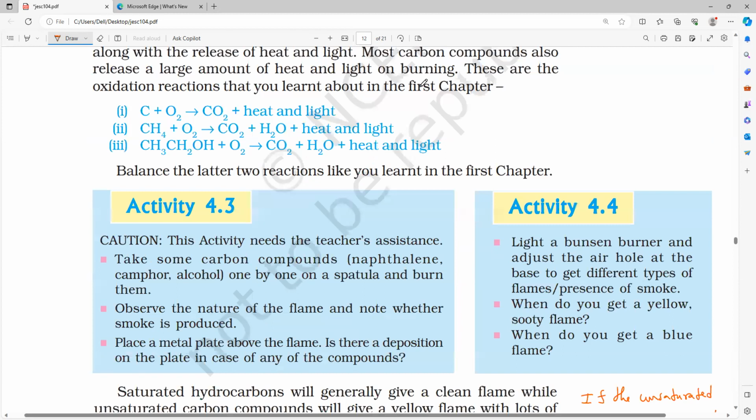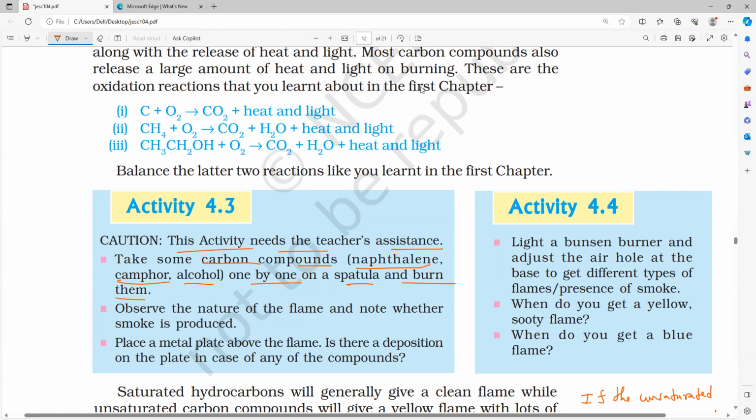Now, to prove this, there is an activity also. This activity needs the teacher's assistance. Take some carbon compounds, to show the yellow sooty flame as well as the blue smokeless flame. Compounds like naphthalene, camphor, alcohol, one by one on a spatula, and burn them. You can see what will happen. All of you will take it, everybody.